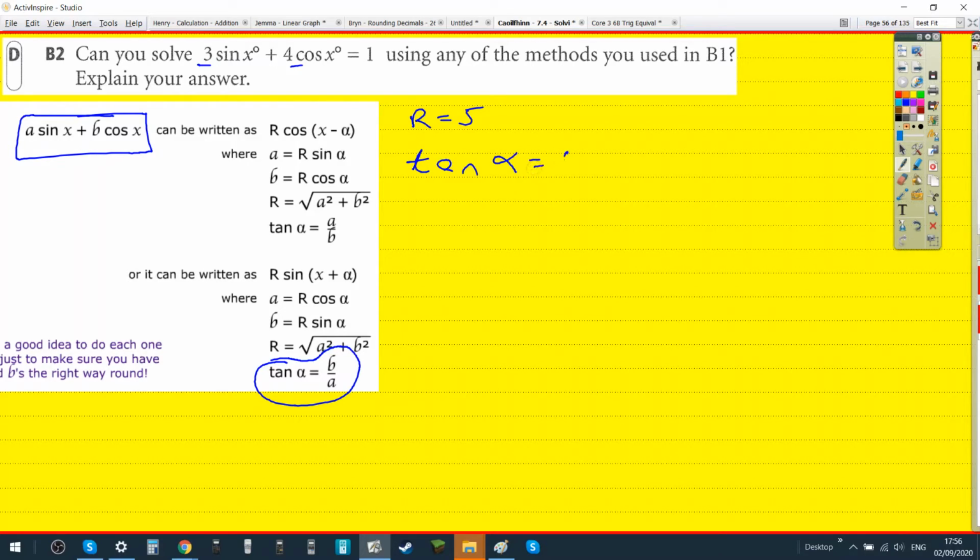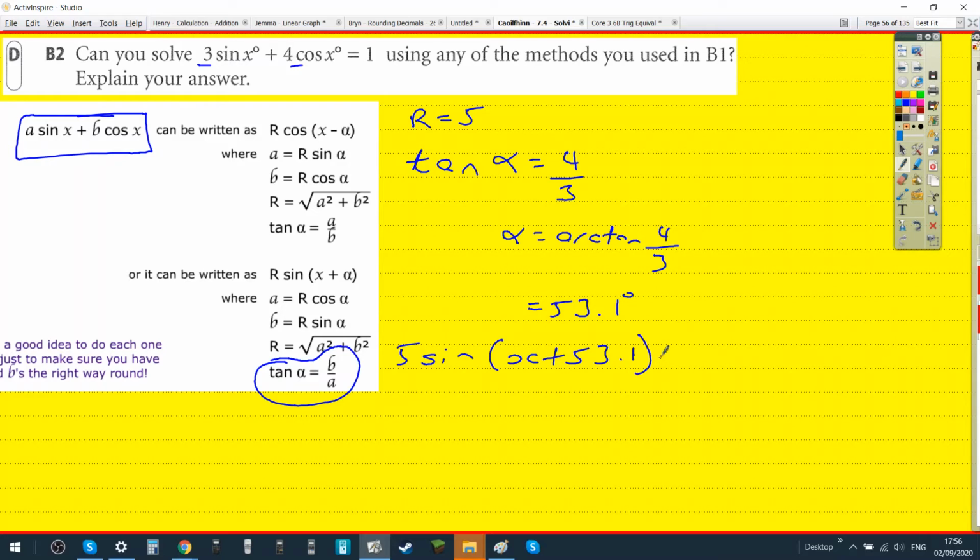Oh, okay, I see what you mean. That's the simultaneous equations bit. Yeah. Then alpha equals tan to the minus 1 of 4 over 3, which gives us 53.1. Okay. And then we can have 5 sine brackets x plus 53.1. Mm-hmm. Is that it or no?